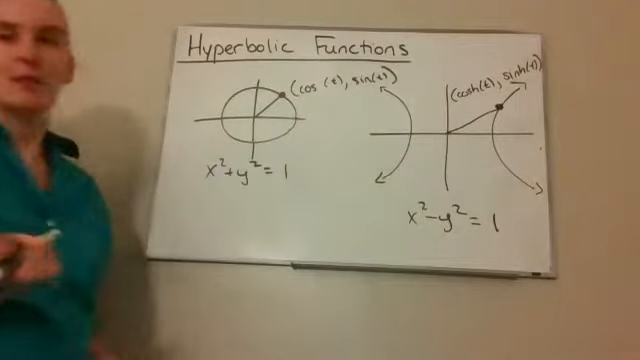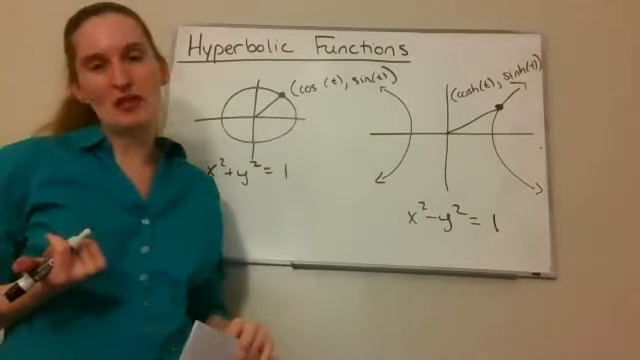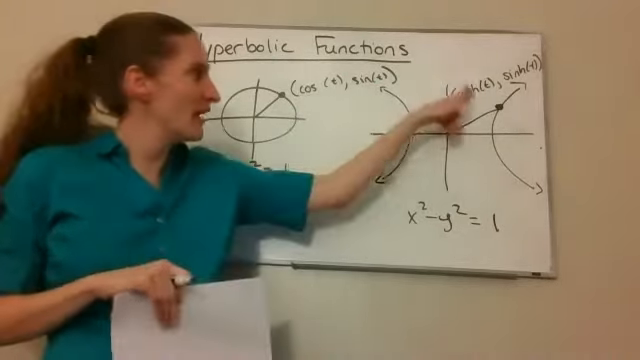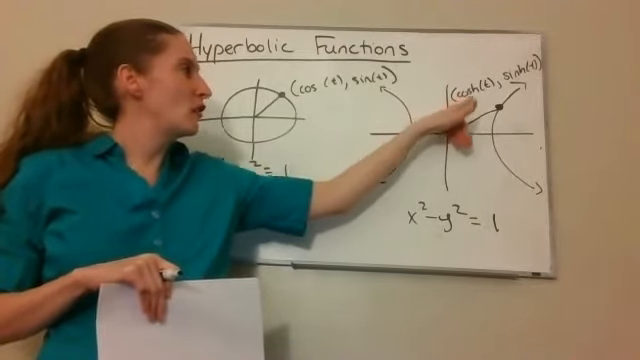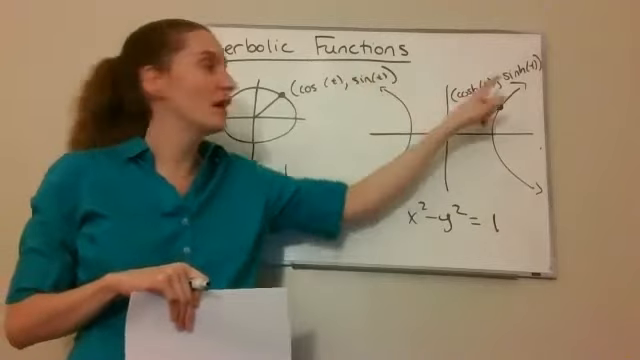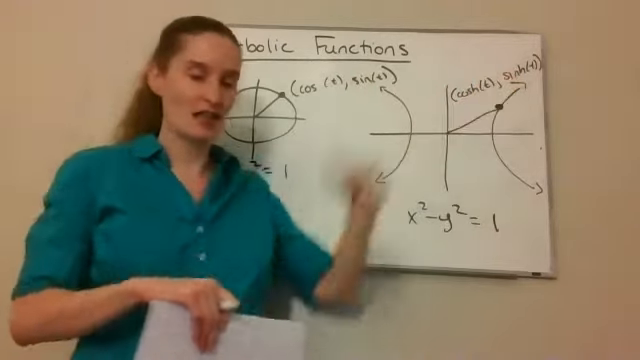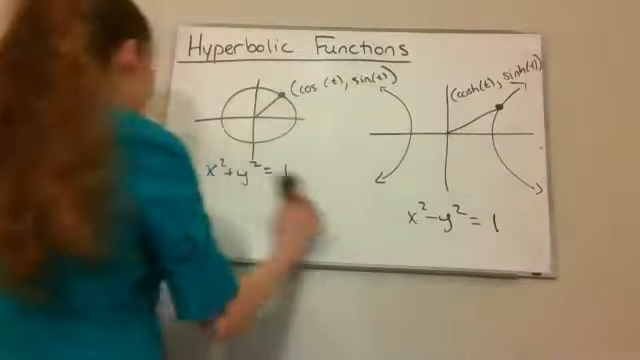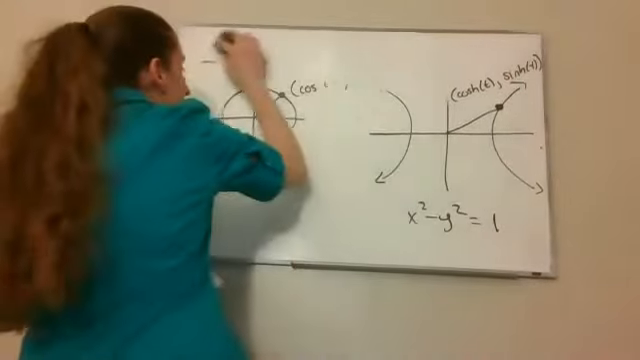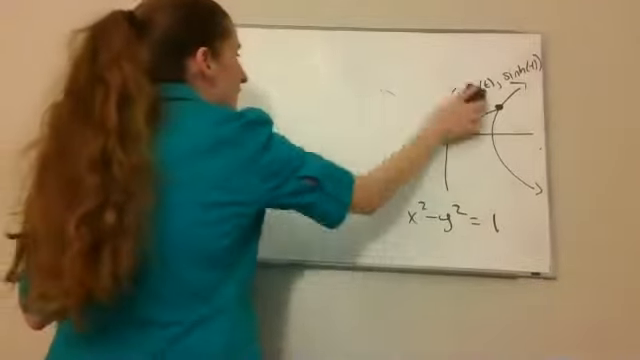We denote the hyperbolic functions with very similar notation to our trig functions. We just put a little h after it. So we have hyperbolic cosine is cosh, and hyperbolic sine is sinh. So let's actually write down the definitions of our hyperbolic sine and our hyperbolic cosine.